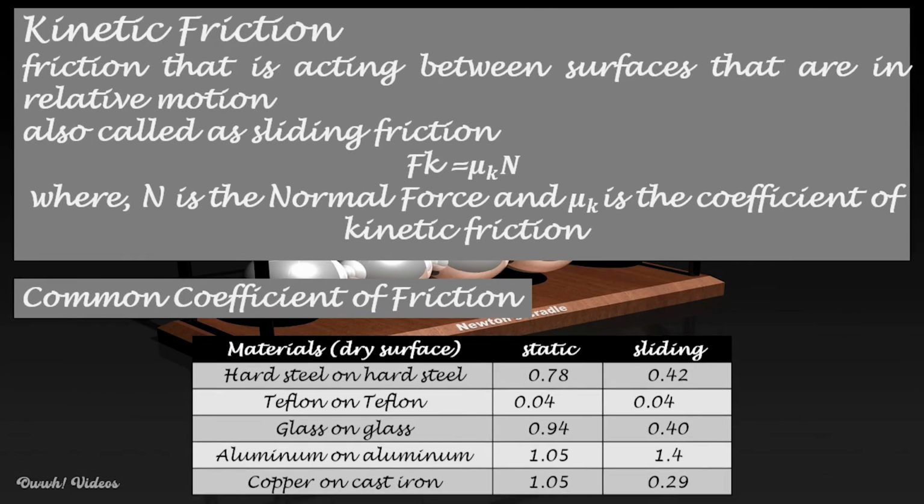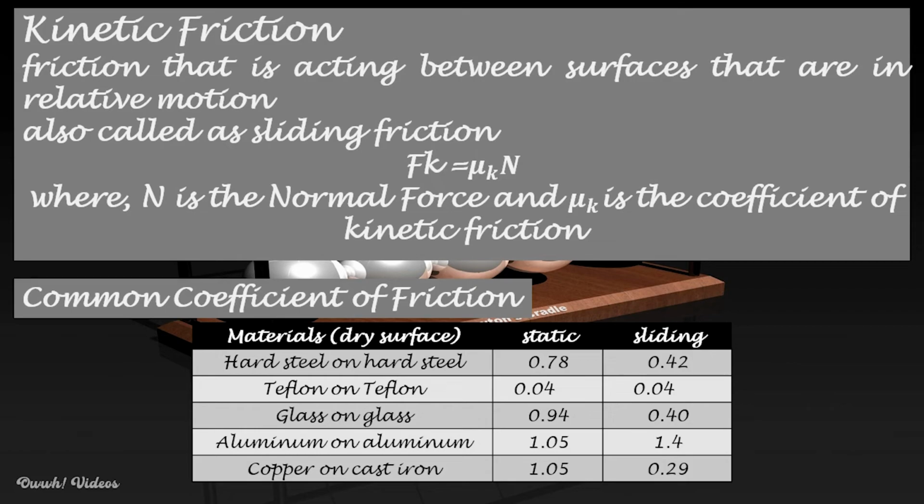Kinetic friction. Friction that is acting between surfaces that are in relative motion. Also called sliding friction. Fk is μk times N, where N is the normal force and μk is the coefficient of kinetic friction. Below are some common coefficients of friction.